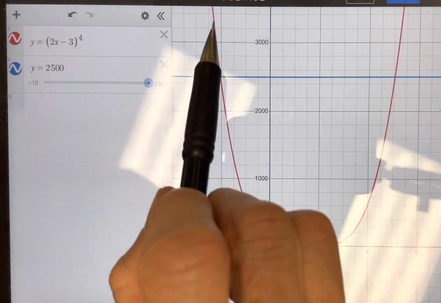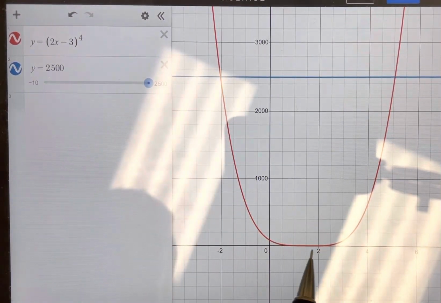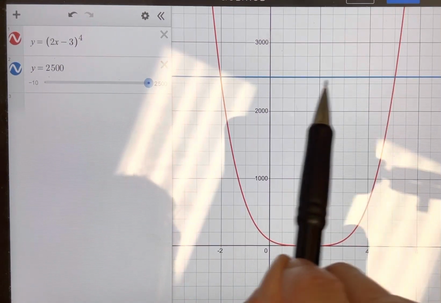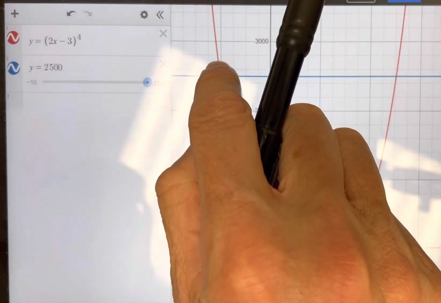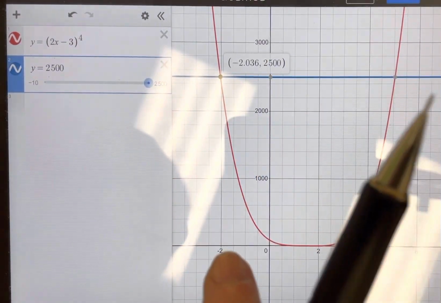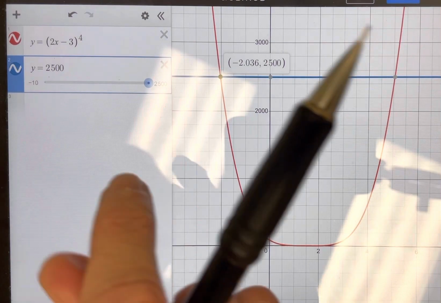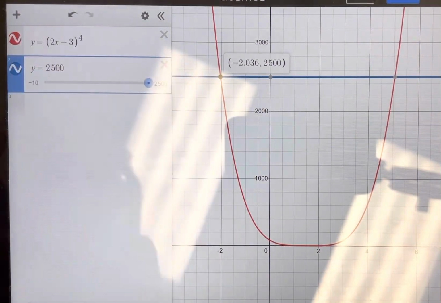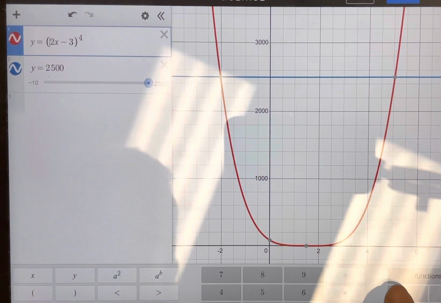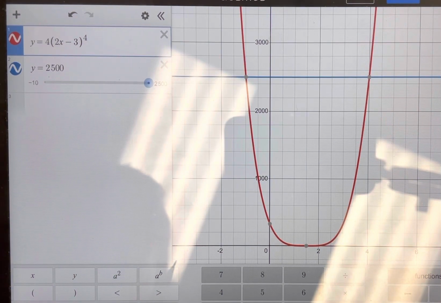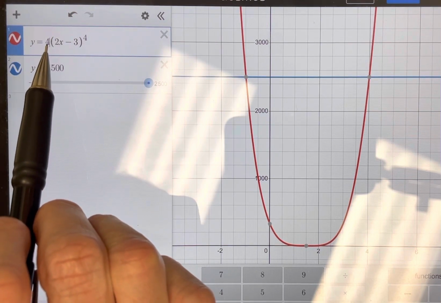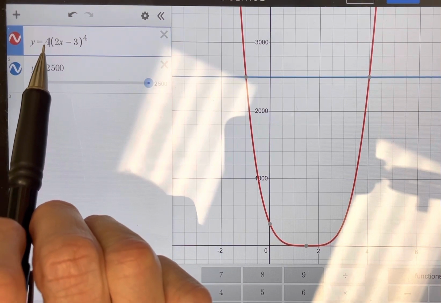And so you can see this is y equals (2x minus 3) to the fourth power. This is y equals 2500. They intersect in two places. We're hoping one of them is going to be... I forgot the 4. Whoops, let's go back into here. I forgot to put a 4 in front. Glad I caught that. Let me put a 4 in front. There we go. I'm sorry about that. You probably caught that back where you're watching this. There needs to be a 4 in front on the left side.